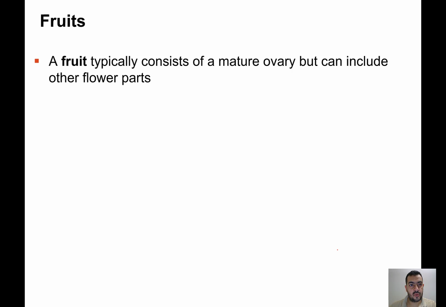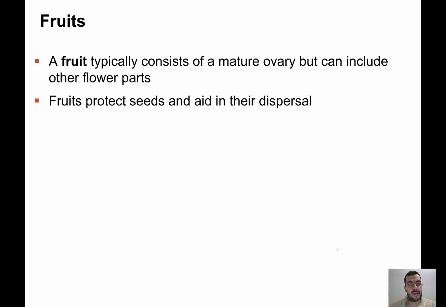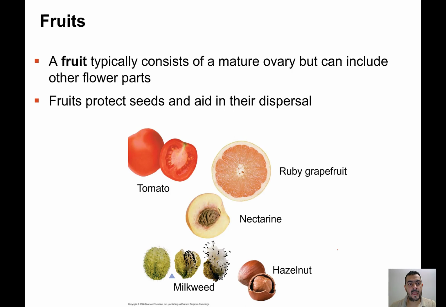So moving on to the next F, we have the fruits. A fruit typically consists of a mature ovary, but it can also include other parts of the flower, and the function of the fruit is to protect the seeds and aid in their dispersal. So any part of the plant that contains the seed is going to be considered a fruit. For example, tomato is a fruit, cucumbers are also fruits, and all these different types shown here in this figure are all fruits.